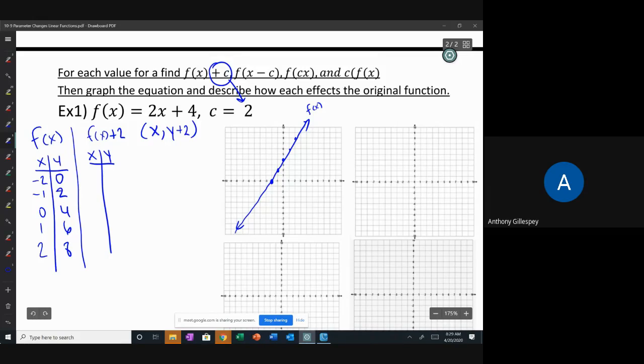So let's predict what the points are going to look like. Well, it says the x's stay the same, so just write the x's. What's going to happen to the y's? Well, they're going to get 2 added to them. So instead of 0, it's going to be 2. Instead of 2, it's going to be 4. Instead of 4, it's going to be 6. Instead of 6, it's going to be 8. Instead of 8, it's going to be 10. All right?